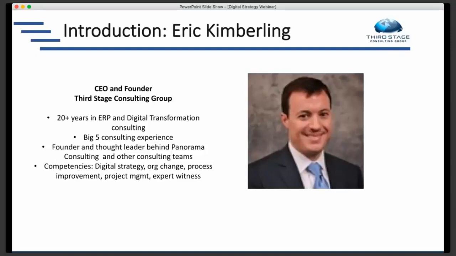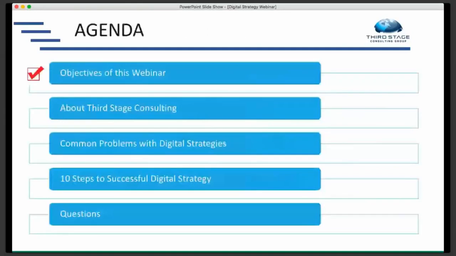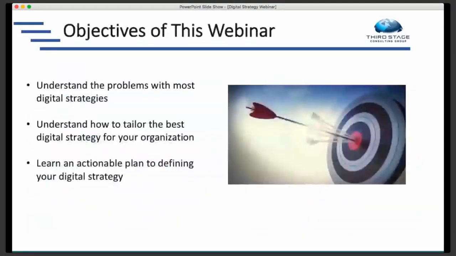And my primary competencies are focused on digital strategy, organizational change management, process improvement, project management, and also being an expert witness. That's something in the last 5 to 8 years I've been involved with, probably 25 to 30 different cases as an expert, hired to help attorneys figure out who's at fault for different types of lawsuit and breaches of contract and things like that in the ERP space. So that's a bit about my background. Again, very much focused on what we're going to talk about here today.